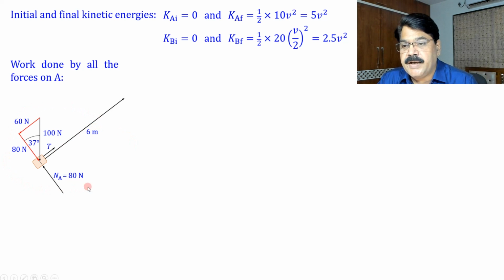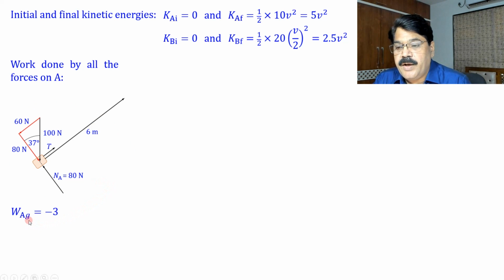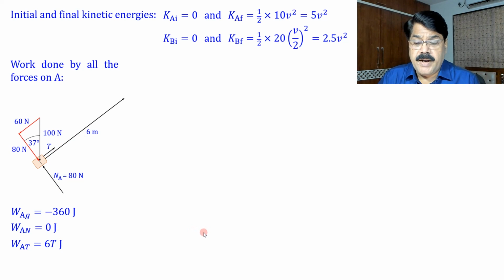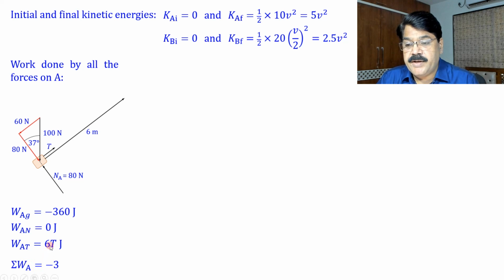Now by this diagram we can write the work done by all the forces on block A. So WAG means work done by gravity on A. So 60 into 6, they are in opposite directions, so it will be minus 360 joule. WAN, the work done by normal on block A, will be 0 because displacement and normal are perpendicular. Work done by tension on A is 6 into T, so that will be 60 joule. Now we can write the total work done by all the forces on the block A. So that is summation WA is equal to minus 360 plus 60 joule.